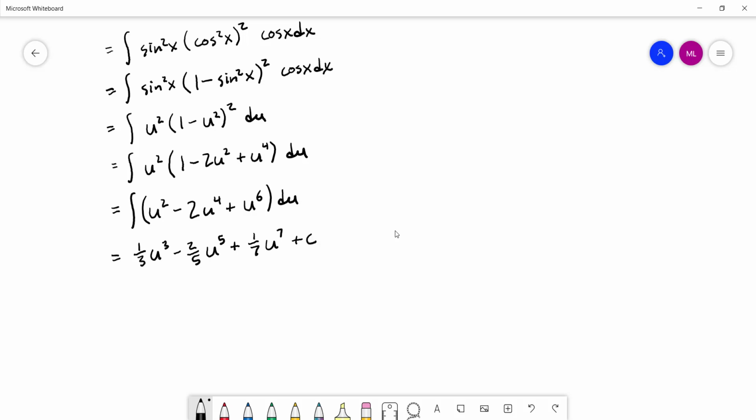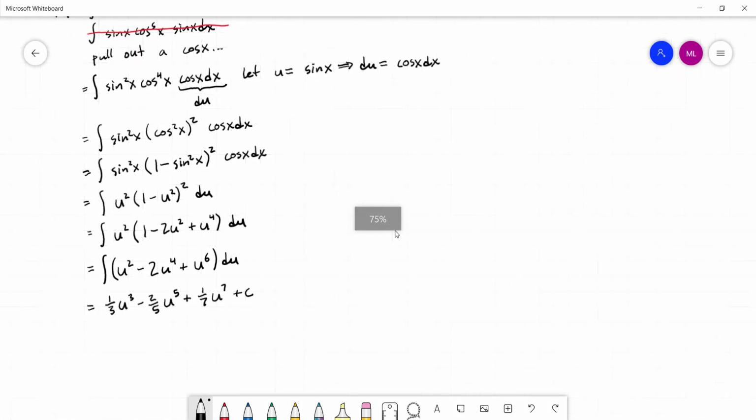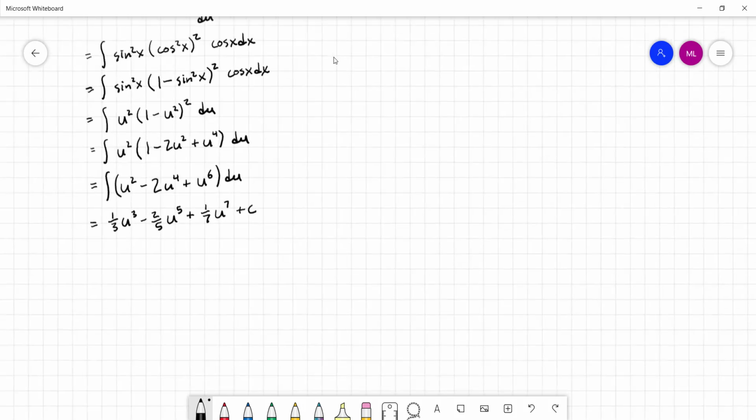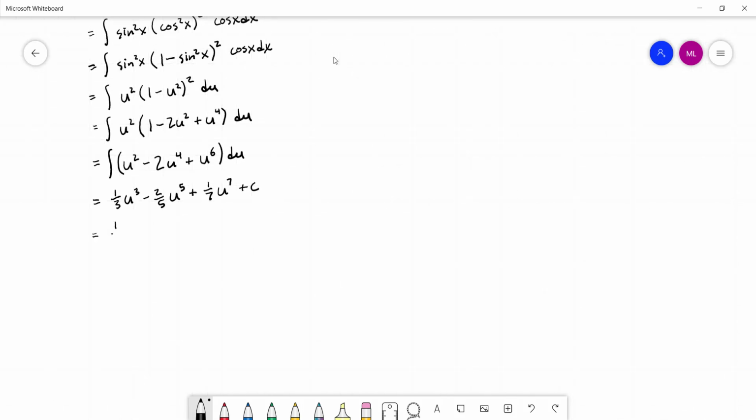seventh plus c. And our last step is to rewrite this whole thing back in terms of the original variable x instead of u. And we do that by simply going back and replacing all the u's with sine of x's. So this is going to be 1/3 sine cubed of x minus 2/5 sine to the fifth of x plus 1/7 sine to the seventh of x plus c. There's our final answer for this one.